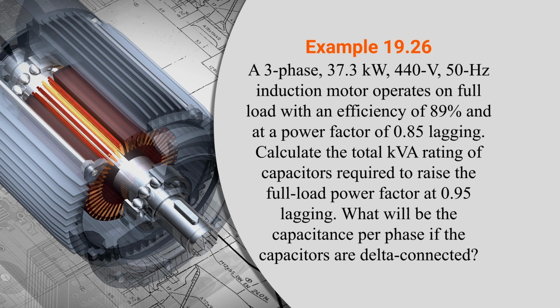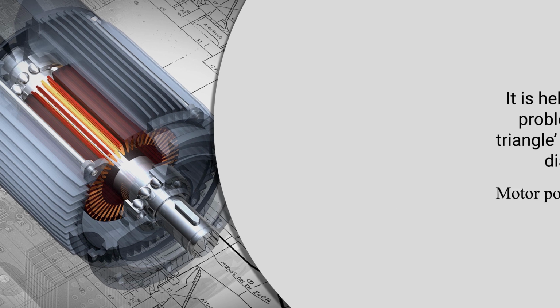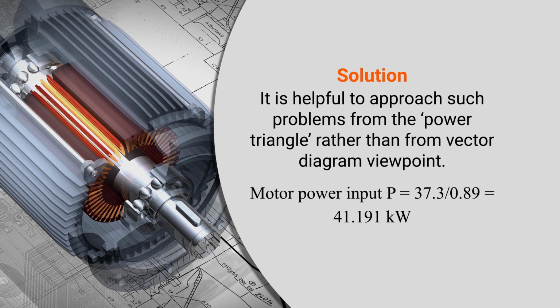So how can you proceed to solve this type of problem? My advice is just note down whatever parameters are given in the problem, right? Output power is given, that is 37.3 kilowatt, voltage is given, that is 440 volt, efficiency is given, 89%, power factor is given, that is 0.85 lagging. It is very helpful to approach such a problem from the power triangle rather than from the vector diagram viewpoint.